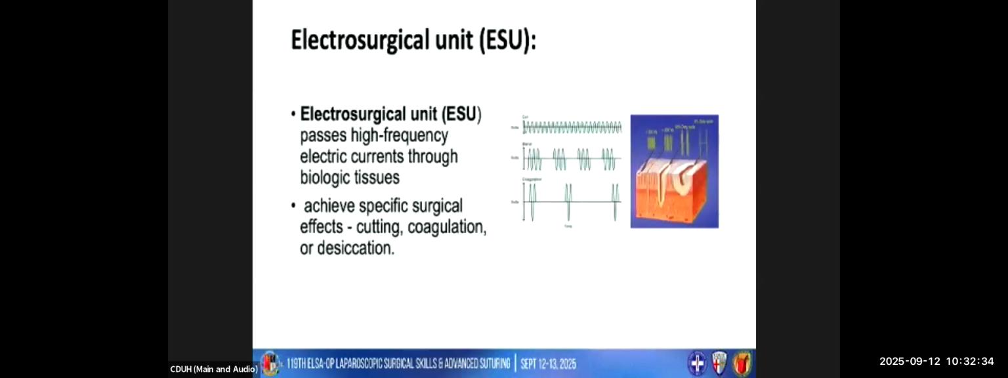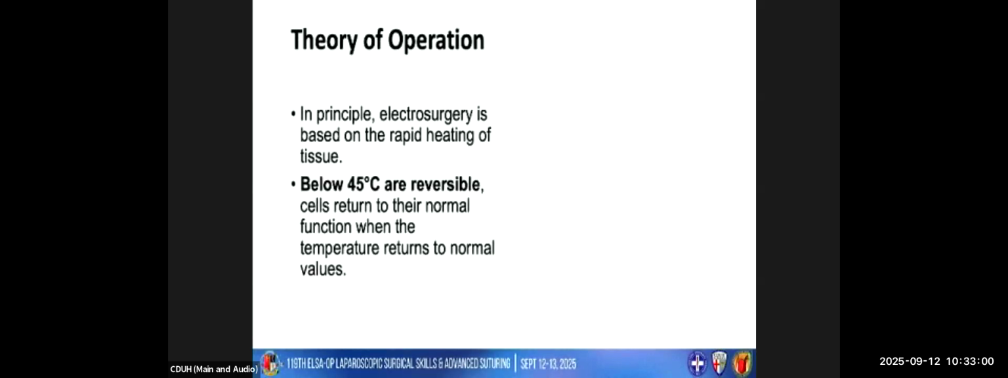So let's talk about the basic, which is the electrosurgical unit. The main principle of the electrosurgical unit is that it passes high frequency electric currents through biologic tissues to achieve specific surgical effects such as cutting, coagulation, and desiccation. In principle, electrosurgery is based on the rapid heating of tissue.